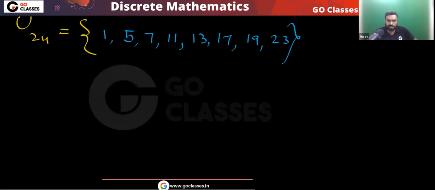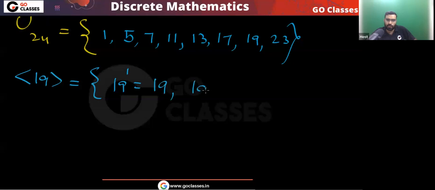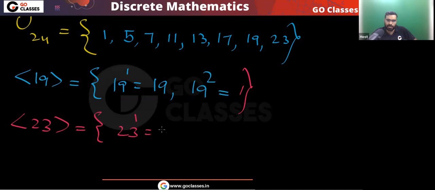What about the next? 19 and 23. What can you say about 19? 19 power 1 is 19. What is 19 power 2? You can check, that also will be 1. And what is 23? 23 power 1 is 23. And what is 23 power 2? That also will be 1. So can you notice something very interesting?